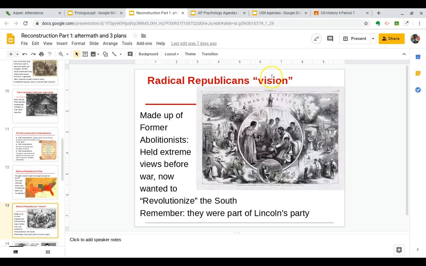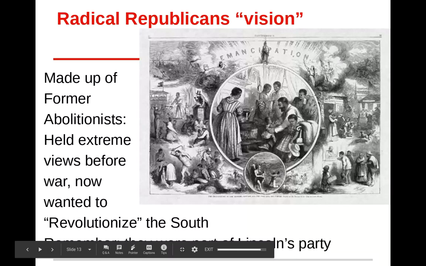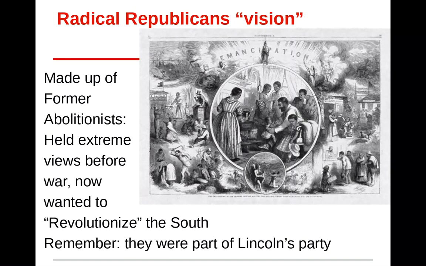Takeaway for 13 is that the radical Republicans had a vision for our country. So for 13, we're going to look at this image in detail, but this should show you that they were extreme in their views. They wanted to have a whole new South for these free African Americans.